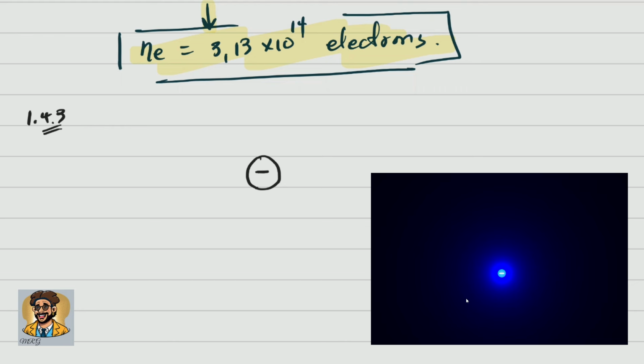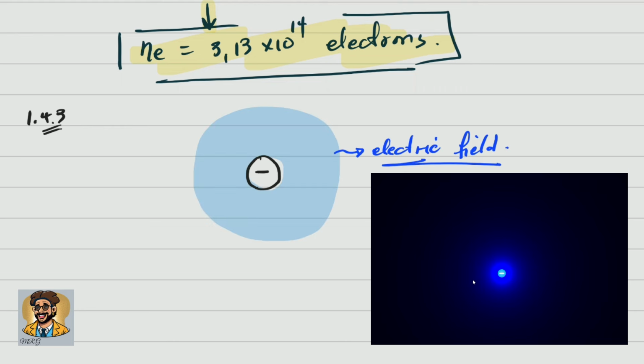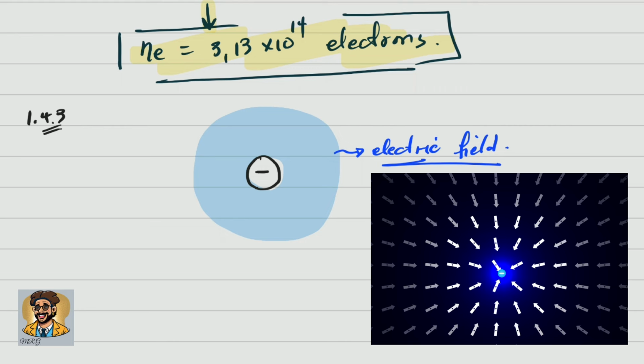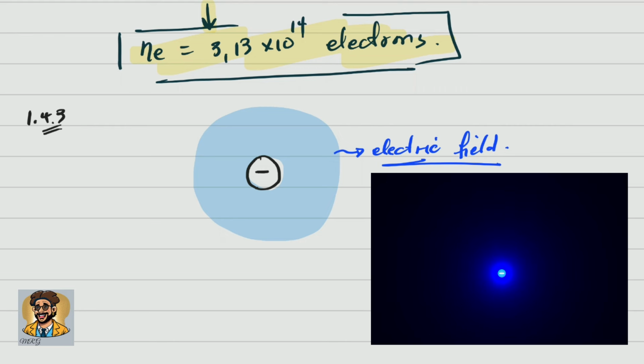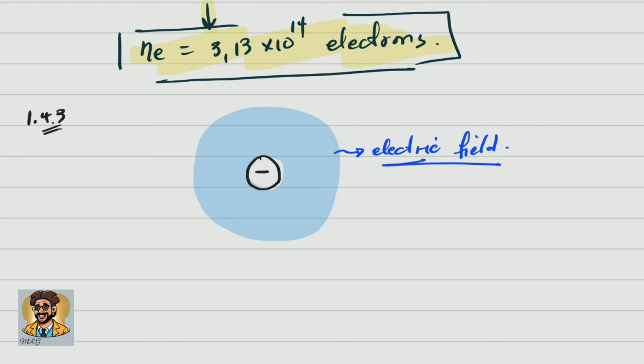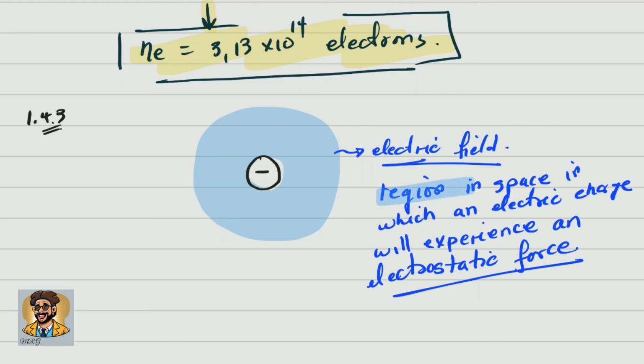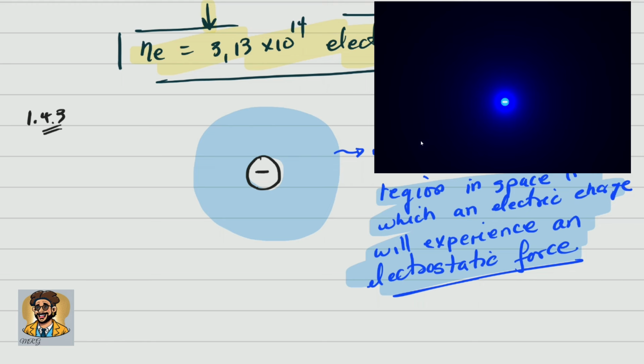All right, now what is electric field? We can say that this is the electric field. It's all that region around that charge. So the definition is that electric field is the region in space in which an electric charge will experience a force. So this electric field is all that blue region I drew there.